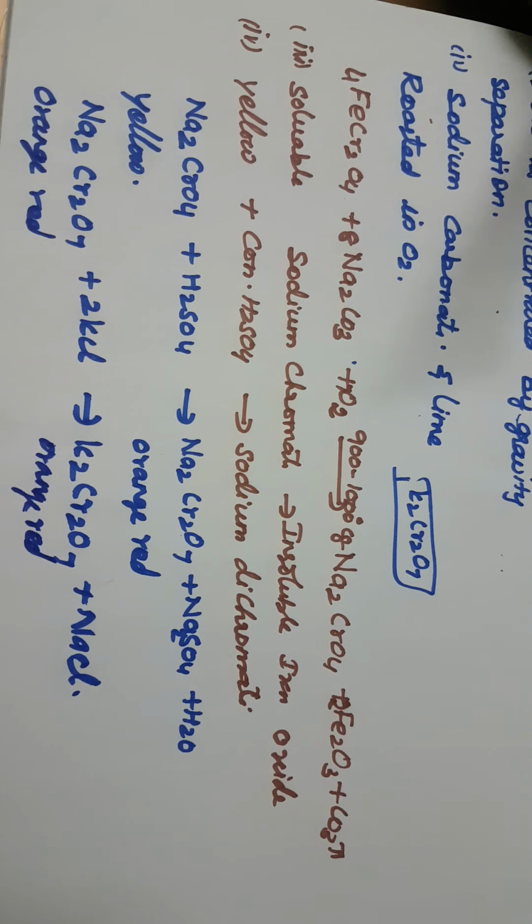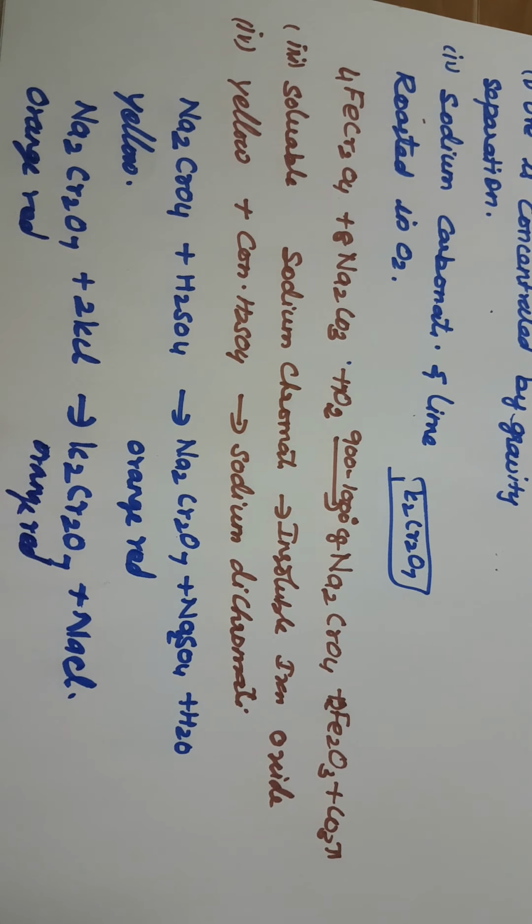Okay, so this is the first preparation of potassium dichromate. What are the steps followed? First, the chromate ore is taken and concentrated by the gravity separation process. The next is sodium carbonate and lime roasted in oxygen. After that it is converted into sodium chromate.